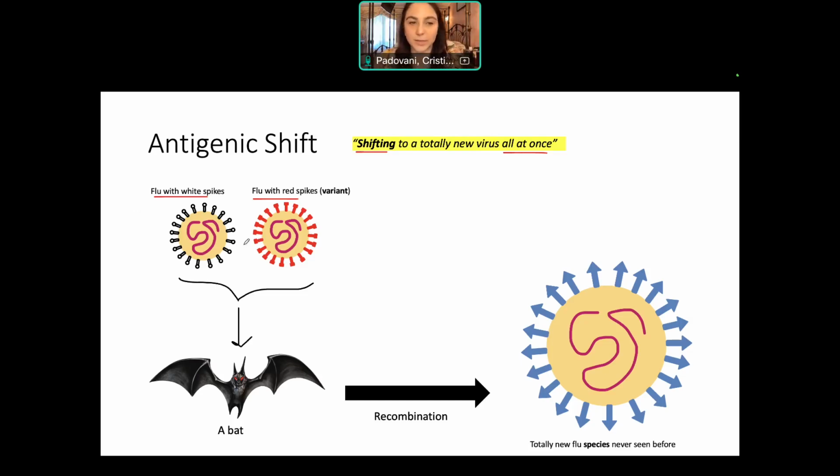Think about all the possibilities of these two interacting with their RNA, with their genomes. So this is now a totally new species, never seen before. Our immune system has never ever recognized blue triangle spikes. It's like, what the heck is this thing? And this is why everyone got sick from COVID-19, because this is exactly what happened with COVID-19.